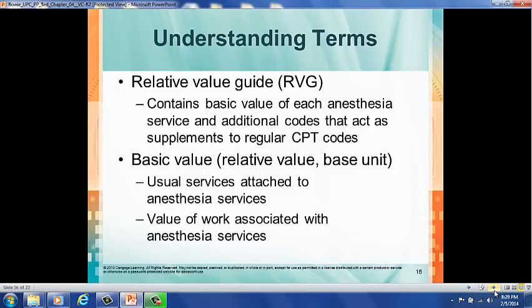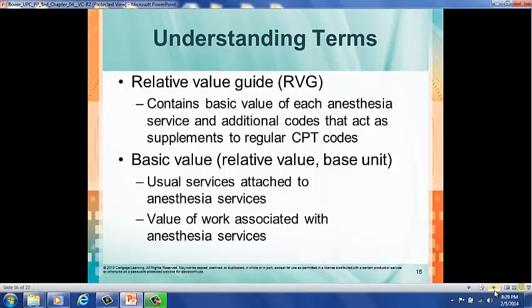As mentioned previously, the AMA and the ASA published supplemental codes and guidelines similar to those in CPT, as well as the relative value guide. The RVG contains the basic value for each of the anesthesia services and additional codes that act as supplements to the regular CPT codes, along with narratives similar to those in the CPT book. Because anesthesiologists perform other services, the RVG contains CPT codes from the evaluation and management, medicine, and surgery sections of the CPT book.